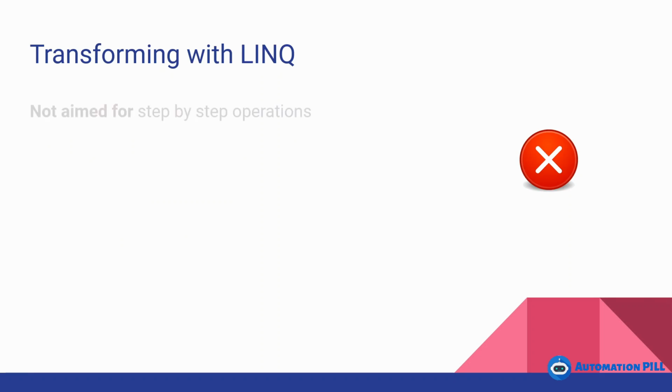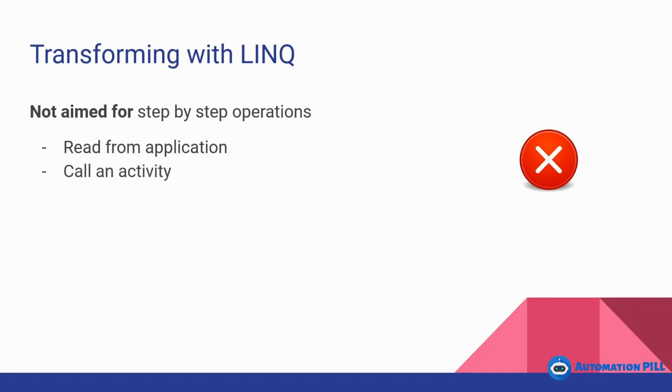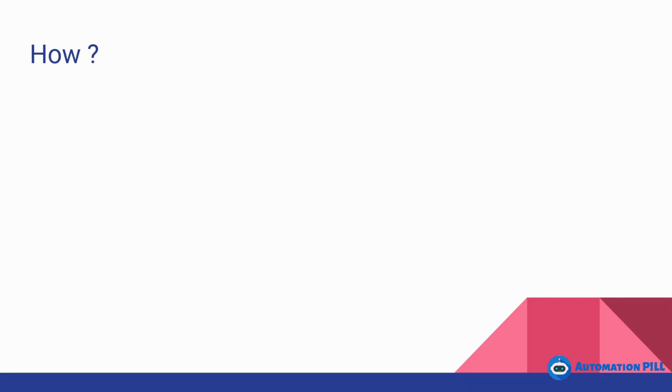Now what you cannot transform with LINQ is anything aimed at step-by-step operation. You cannot use LINQ to read from an application. This is the way you're doing it right now with UiPath Studio. And also you cannot call an activity. So how can you do that?